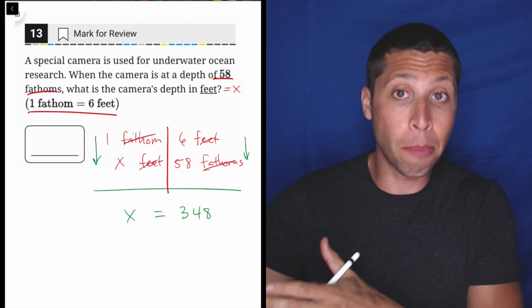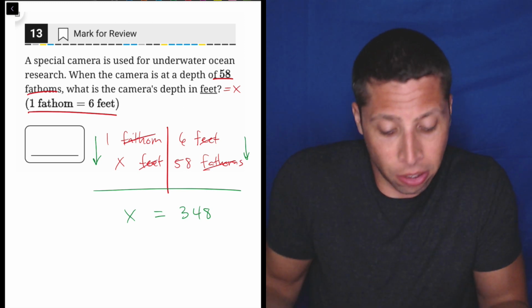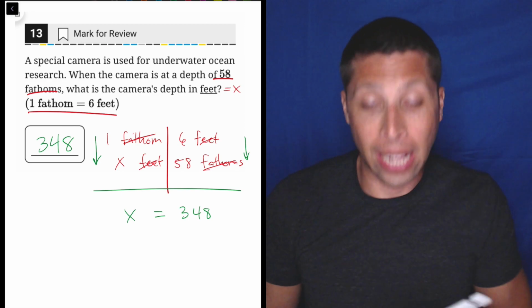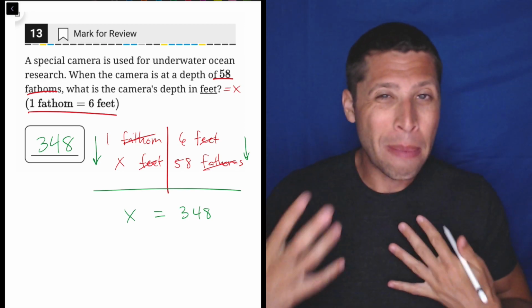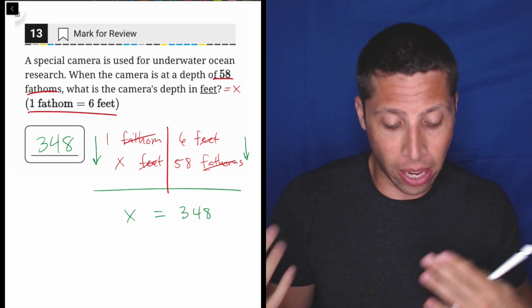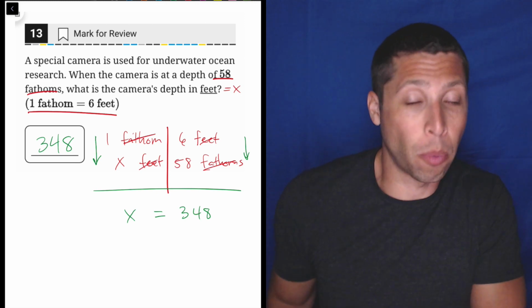Now sometimes there'll be a number attached to the X, and we can solve that equation by dividing it out, but here we're just done. X is 348, so there you go. That's our answer. Some of you may have gotten this in different ways. Maybe you used ratios. Maybe it feels more like just common sense that you're like, okay, if 1 fathom is 6 feet and we have 58 fathoms, then 58 times 6 is what we're gonna do.